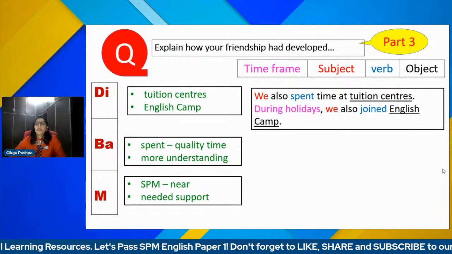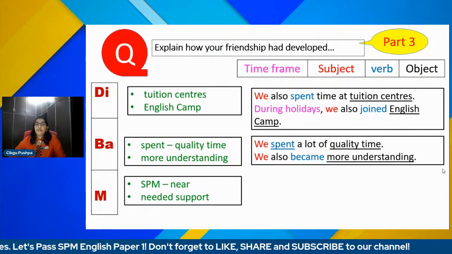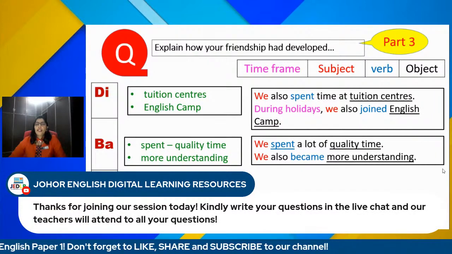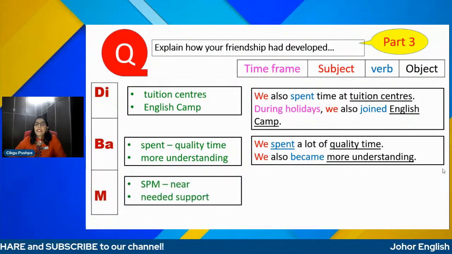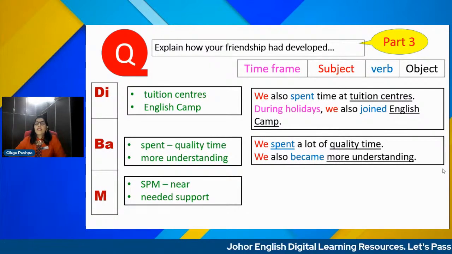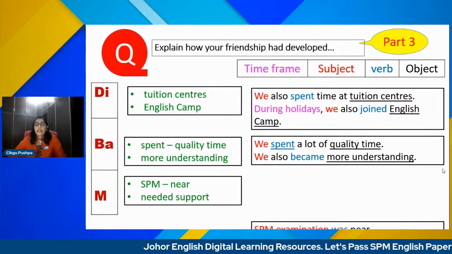So always remember, ACBD BAM is very, very useful. Okay, now the next one, spend quality time. We spent a lot of quality time. We also became more understanding, right? So this is how you are going to generate the sentences.